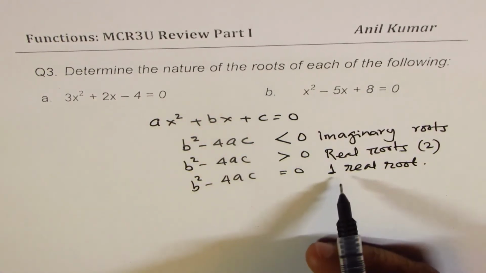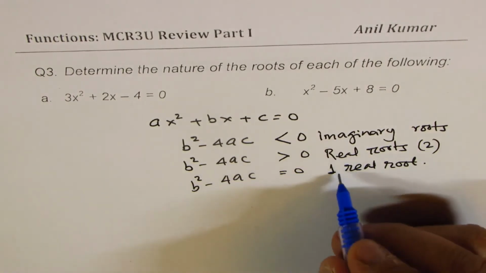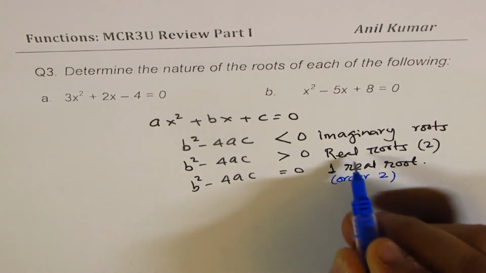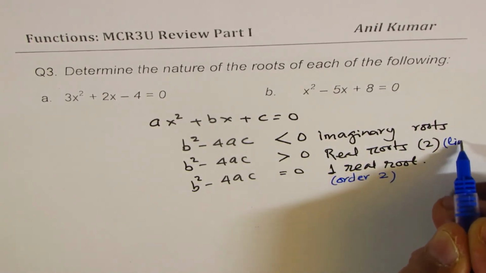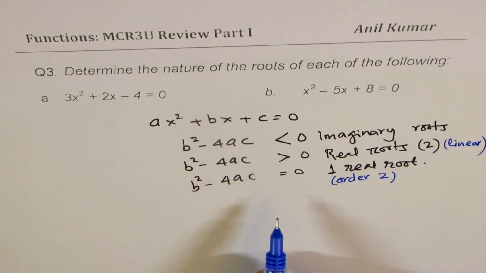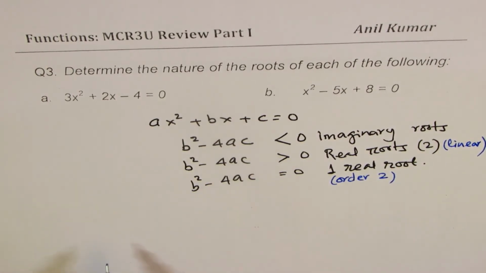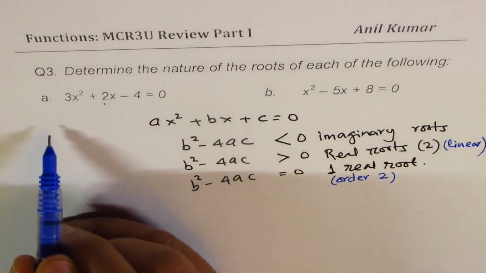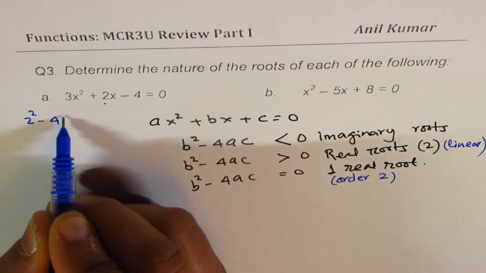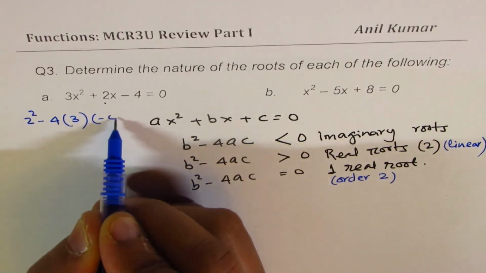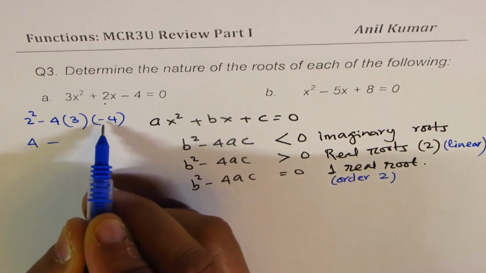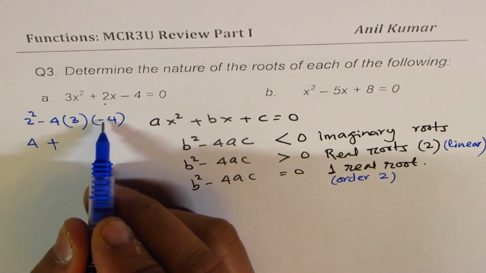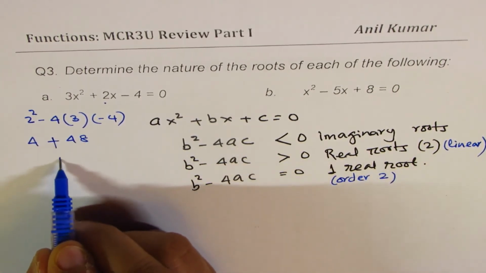Nature of root will be, this is quadratic. This one real root is quadratic, that means order 2. And those 2 real roots are linear. So that is what we are trying to figure out in the given question. So let's find b squared minus 4ac. In this case, b is 2, so 2 squared minus 4 times a is 3 and c is minus 4. So we get 4. Minus and minus becomes positive, right? So we get 12 times 4 is 48, which gives 52.